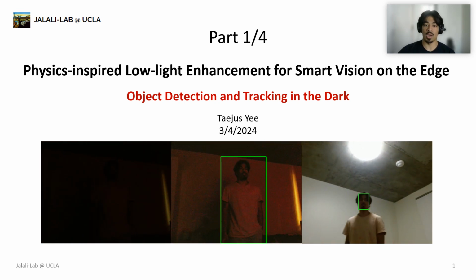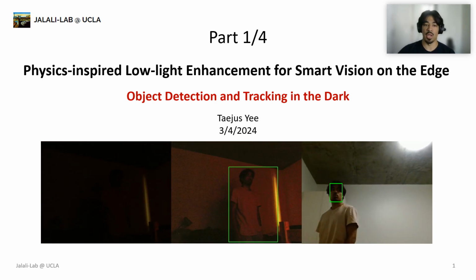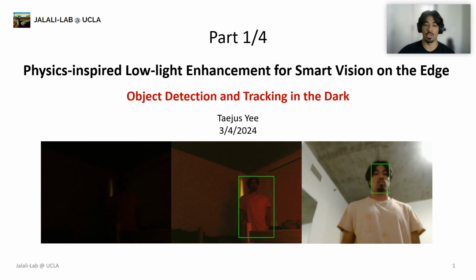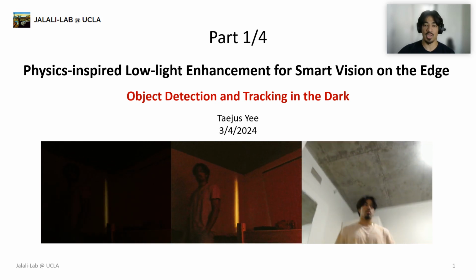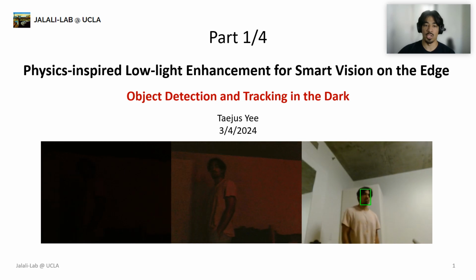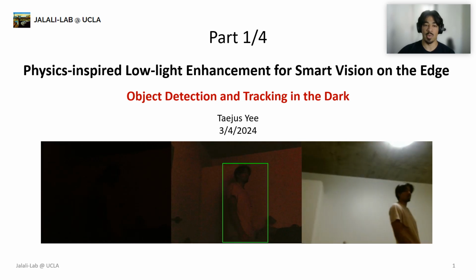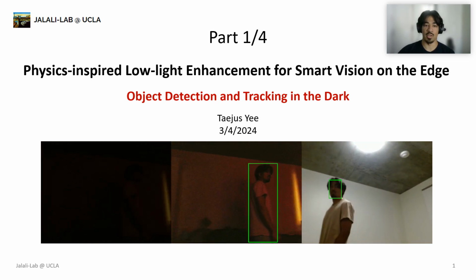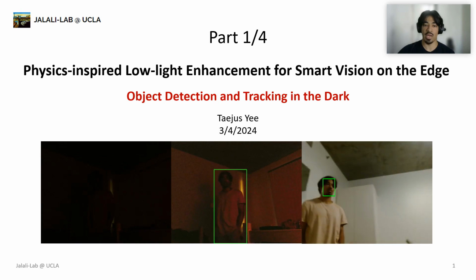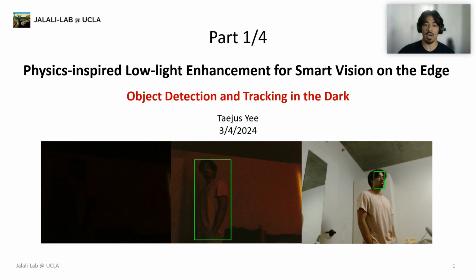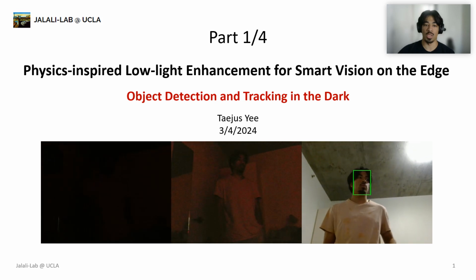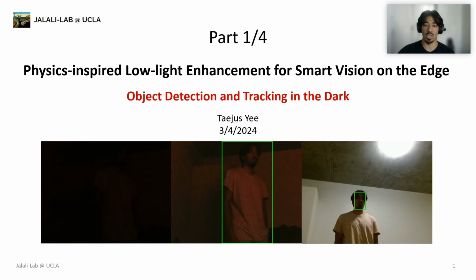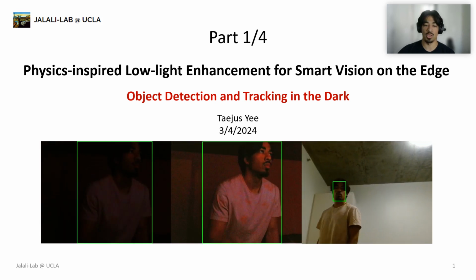Today I will be presenting on my work regarding physics-inspired low-light enhancement for smart vision on the edge. As is alluded to in the title, my goal with this project is to showcase the capabilities of physics-inspired computer vision, or PhyCV, algorithms in the context of edge computing, and demonstrate how PhyCV can improve the performance of object detection networks and automated tracking systems, especially in low-light conditions.